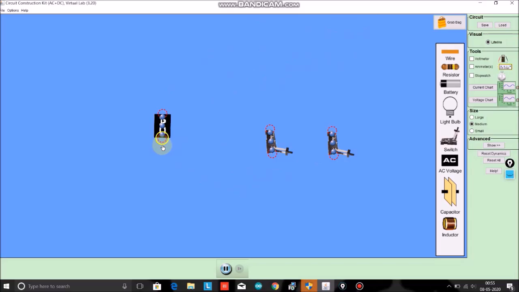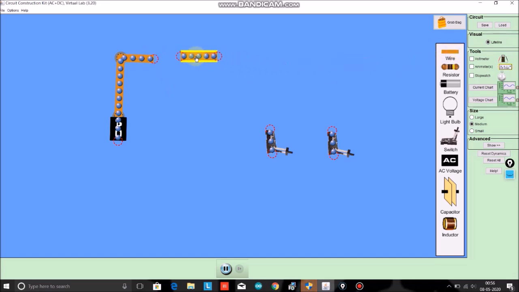This is an AC source, right? This is an AC source, and let me connect one wire here with the AC source, and let me connect one more wire like this. Yes.